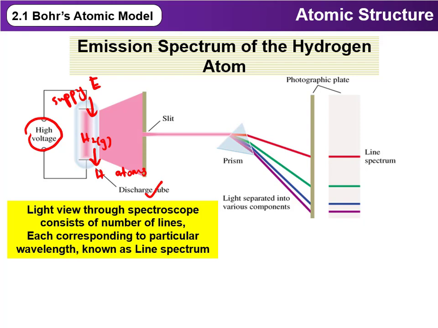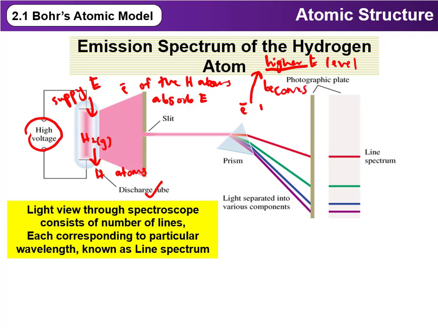So what happens when energy is supplied? The electron of the hydrogen atom will absorb energy. Then it will be excited to a higher energy level. Once it has reached that higher energy level, it becomes unstable. So what happens? It will fall back or drop to the lower energy level.